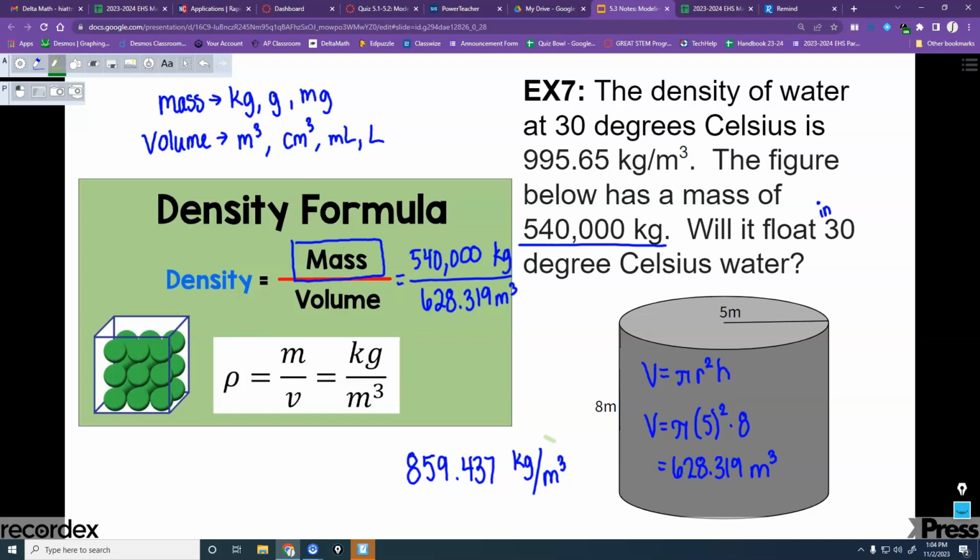Because when I'm looking at this and comparing it to this, if my units aren't the same, I can't really compare them to each other, but they are in this case. So, will this float? What's going to happen if I have a lower density? It will float. If the density is higher, it will sink. So the density of water is 995, and the density of this object is 859. Since this has a lower density than water, it's going to float.